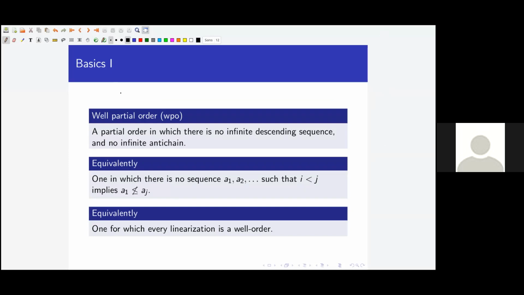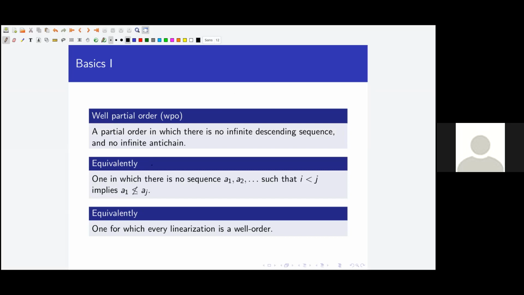So the basic object we're dealing with is called a well-partial order. Now, not everyone has seen well-partial orders before, so I'll just tell you the definition or a definition. It's a partial order in which there's no infinite descending sequence, that is, it's well-founded, and there's no infinite anti-chain either. And this is anti-chain in the sense like this. The elements are not comparable with each other, as opposed to, for example, the concept from forcing.